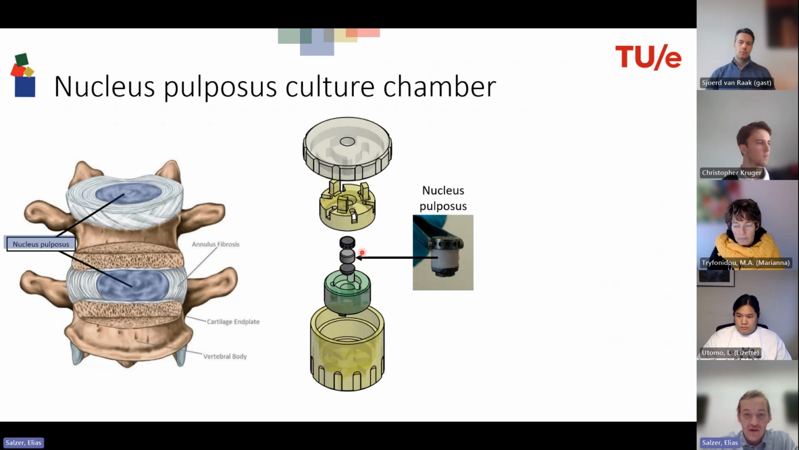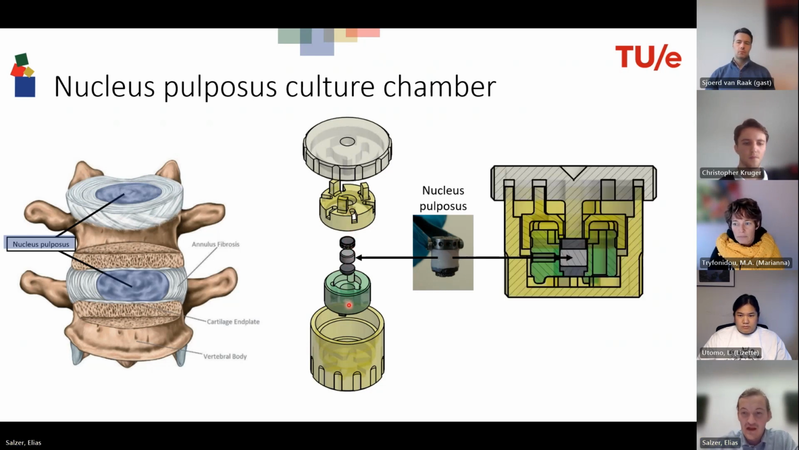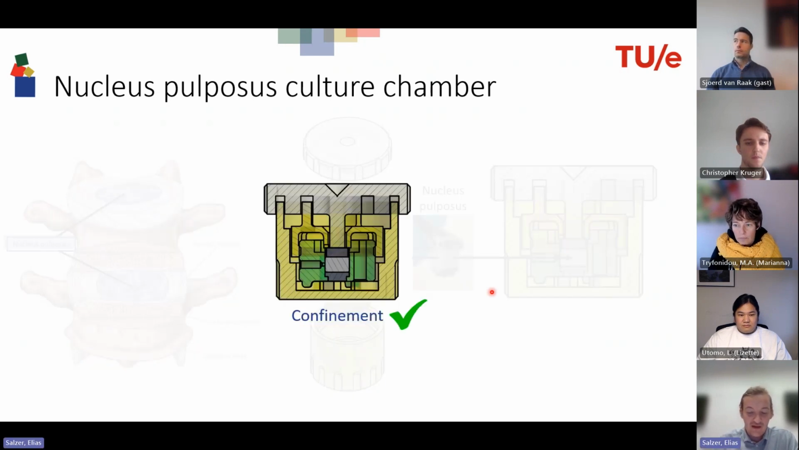chamber. So we take the nucleus pulposus tissue, we place it between two platens, and this we place into the inner chamber. Then we close the inner chamber and place it into an outer chamber. This looks very difficult because it's a technical drawing, but what it actually is, it works like a matryoshka, like the Russian doll. So we have a chamber, we place the chamber in the chamber, and the chamber again in the chamber. So that's how it works. The first thing that we could solve is to actually culture nucleus pulposus in a confined environment, like it would be in the intervertebral disc.